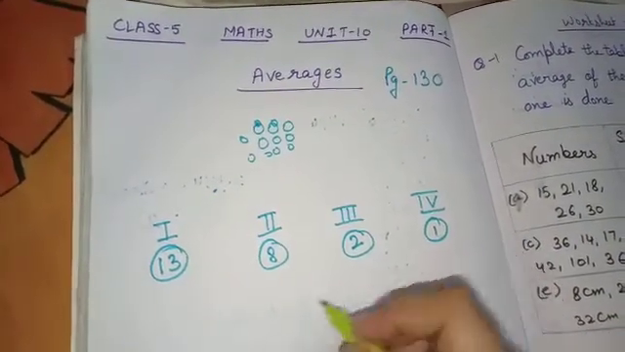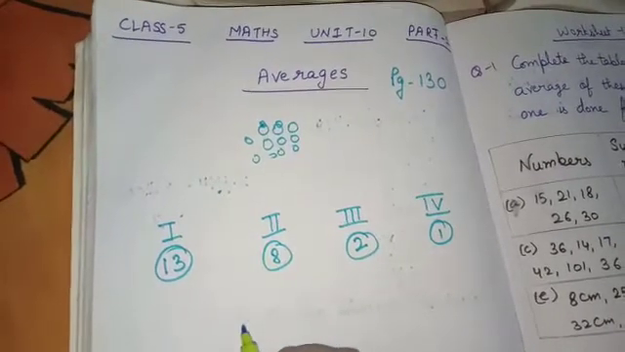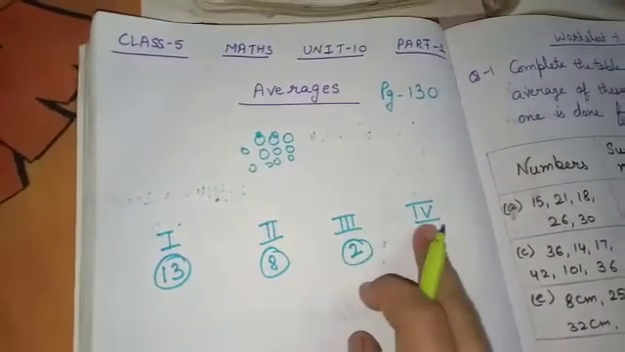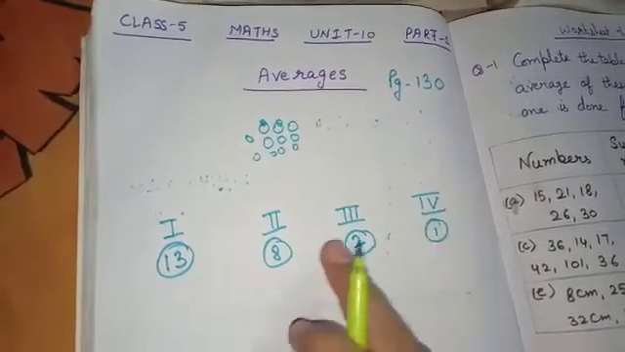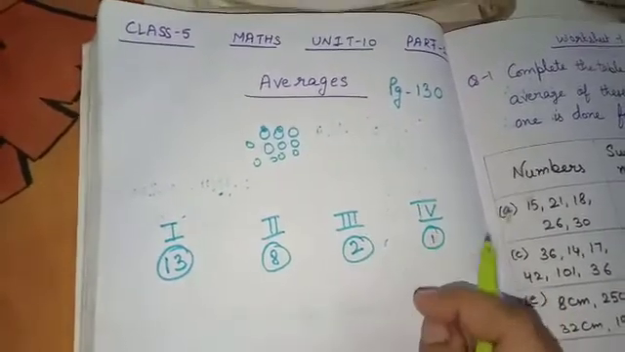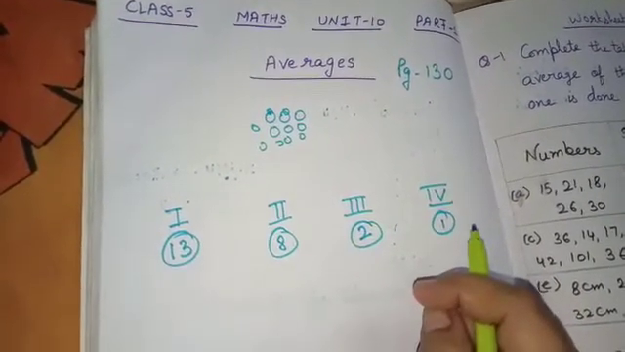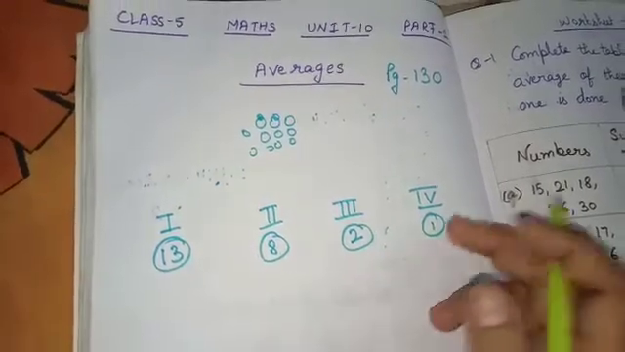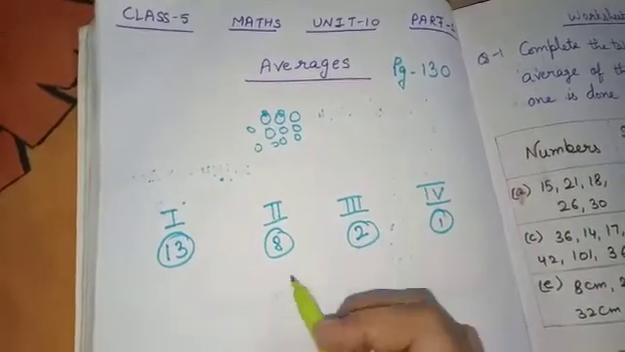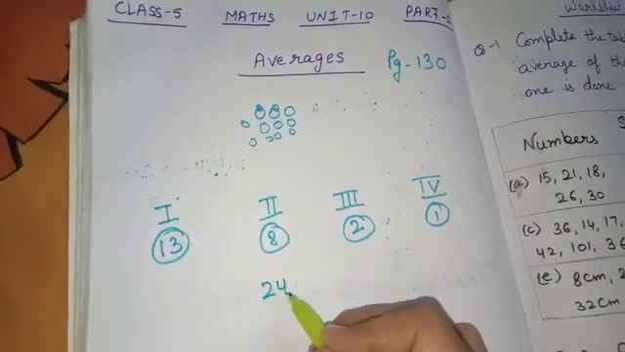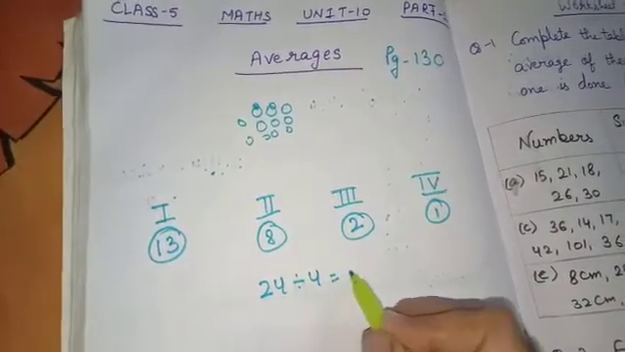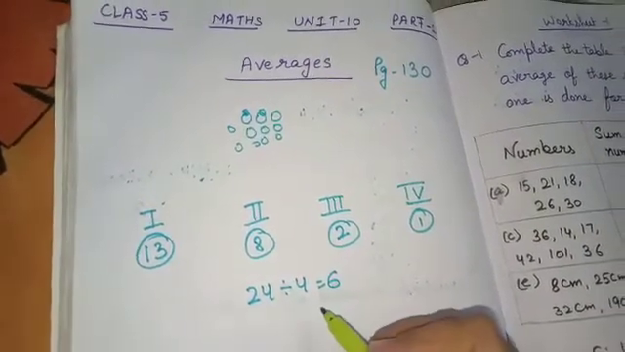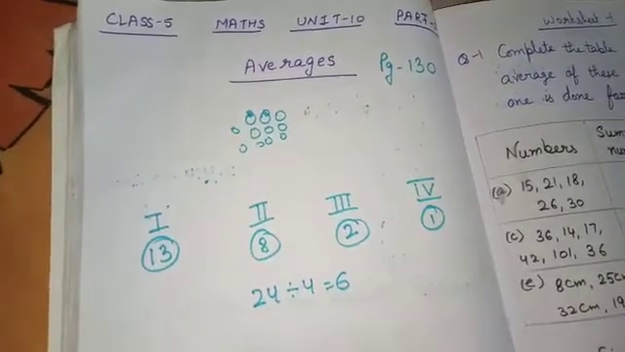Then the teacher says, "Don't worry, all these were 24 sweets. Let me distribute these 24 sweets equally among you." And to distribute 24 sweets among 4 students, what should we do? Tell me. 24 divided by 4 means 6 sweets should each child get.